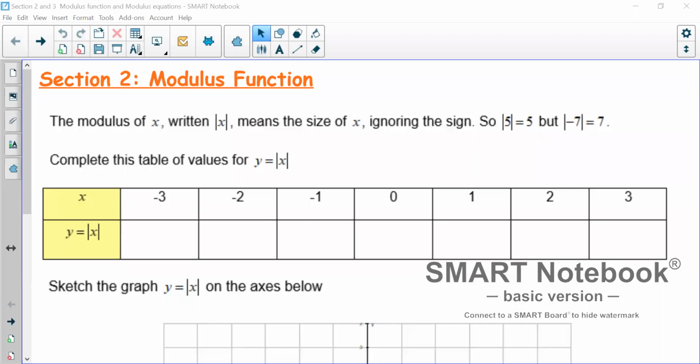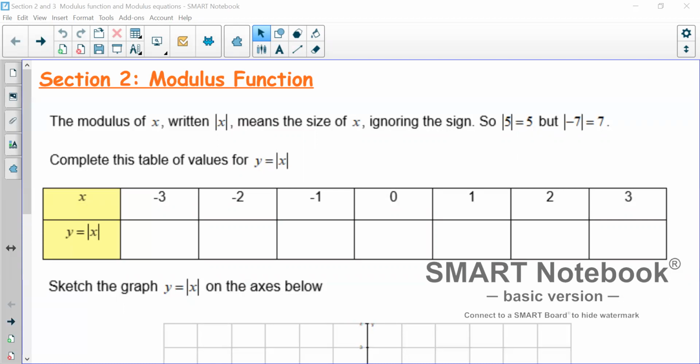Hello everyone, today we're going to continue with modulus function. So let's do a little bit of recap. What is modulus function? The modulus of x, written as two bars around the x, means the size of x. The modulus of 5 equals 5, and the modulus of -7 equals 7.